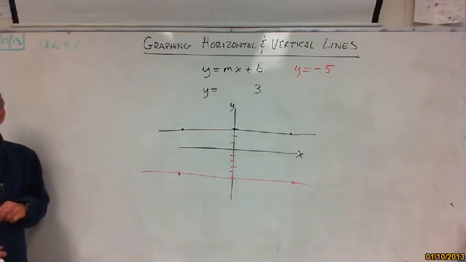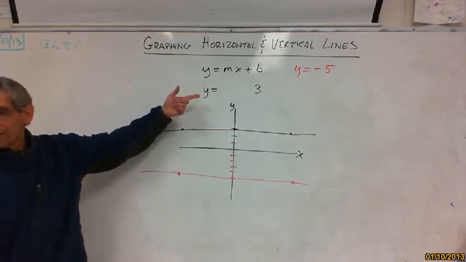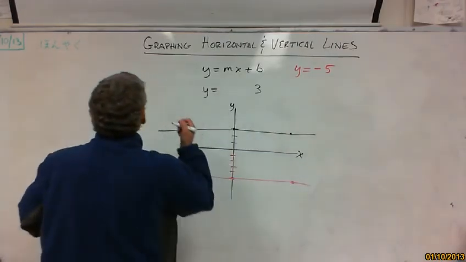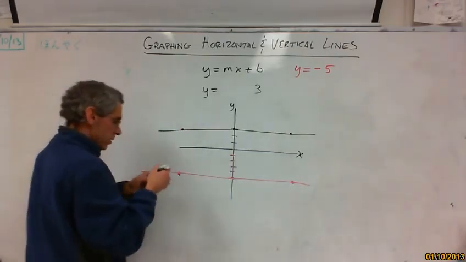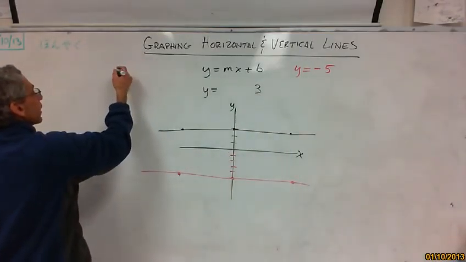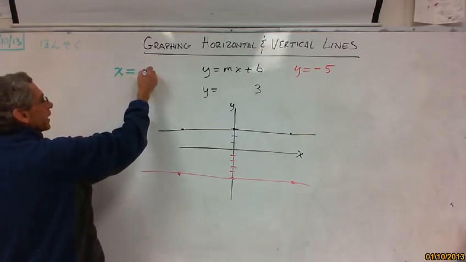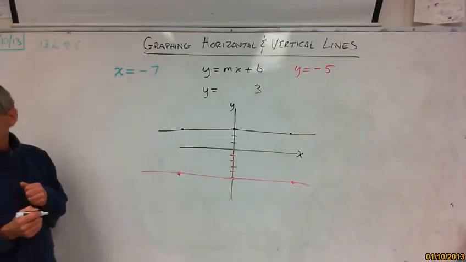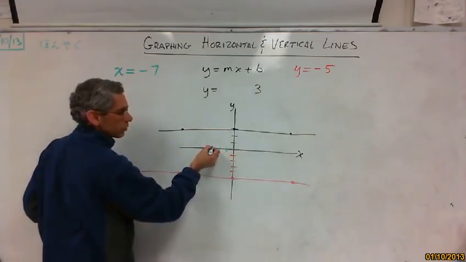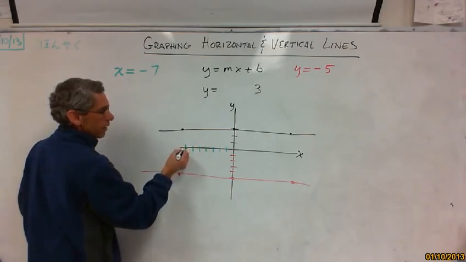How do you get it vertical? Ah, x instead of y. We have x, so let's use a different color for x. We have x is equal to negative 7. So here's my x-axis. I go 1, 2, 3, 4, 5, 6, 7, and I put a dot.